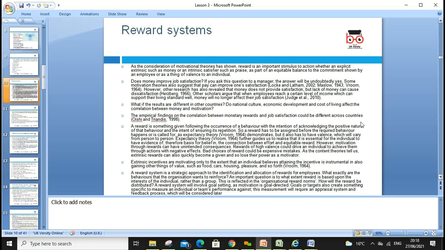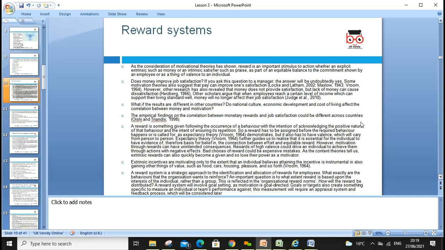If you ask this question to managers, the answer will undoubtedly be yes. And some motivation theorists suggested that money can improve satisfaction. However, the research also revealed that money does not provide satisfaction, but the lack of money can cause dissatisfaction, according to Herzberg. Another scholar found that when employees reach a certain level of income which can support their living standard well, money no longer affects job satisfaction.